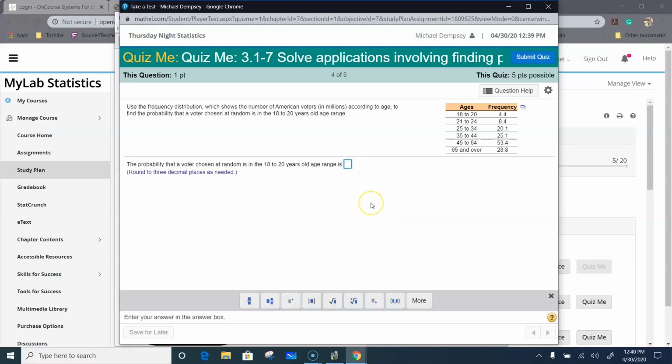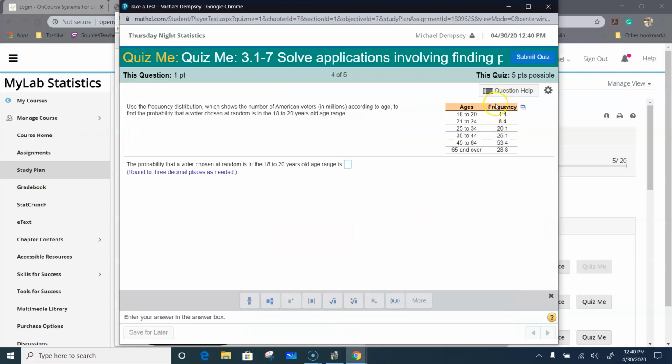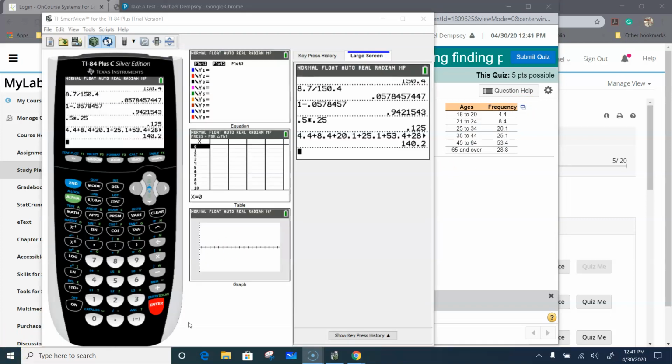The probability that a voter chosen at random is in the 18 to 20 range. They probably gave me different numbers now, didn't they? So we have to add all these up again. Let's see what's on this table here. Not going to be super helpful. So we got to add them all up again. It's a good thing I added them up there.